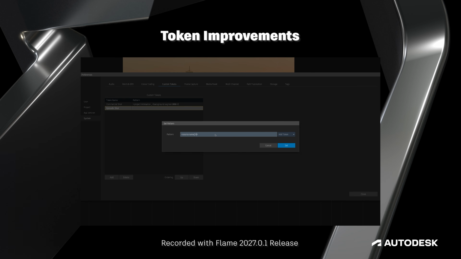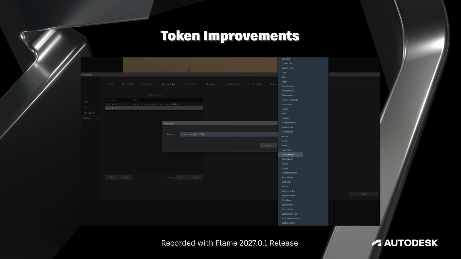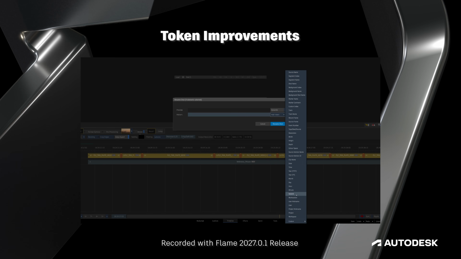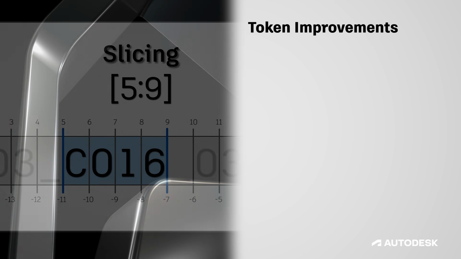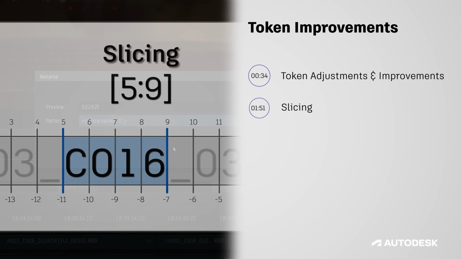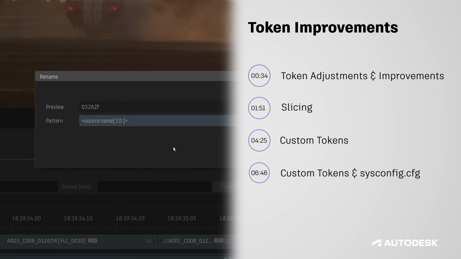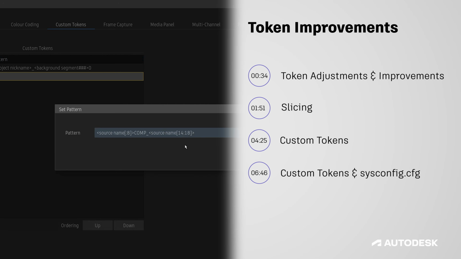Tokens have seen some exciting improvements in the Flame 2027 release, giving us new ways to take control of how we rename all sorts of items within our projects. In this video, we'll be covering what's changed, what's new, and how to use these token updates on your next project.